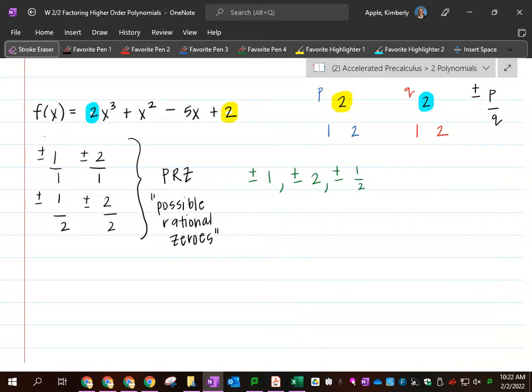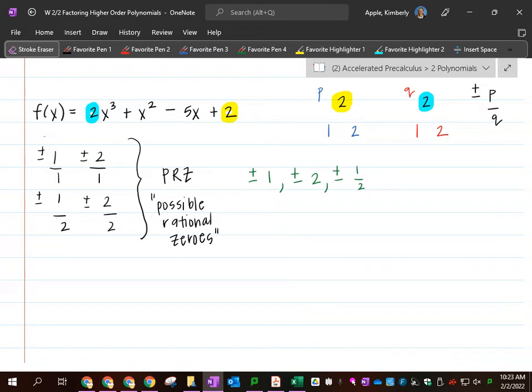That is, I found all of the factors of 2. The only possibility is 1 times 2. There's no other way to get 2. I'm going to do another one of these. And then I took the blue number, which is the leading coefficient, and I found all the factors of that number. There are no other possibilities other than 1 and 2.